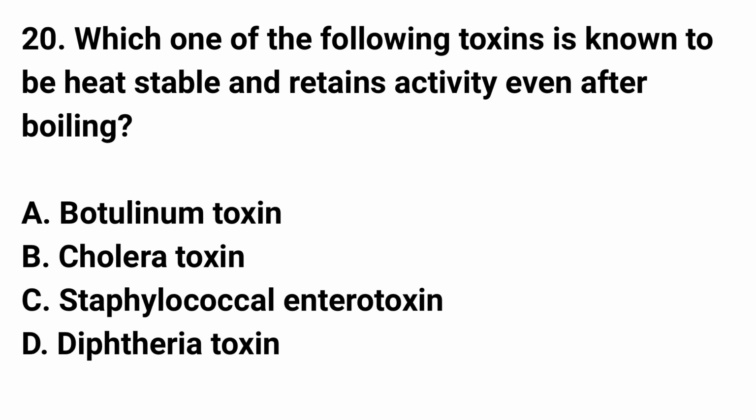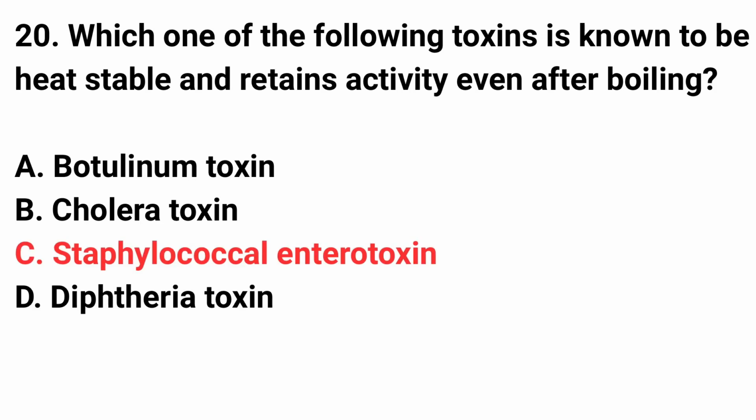Question number 20. Which one of the following toxins is known to be heat stable and retains activity even after boiling? Botulinum toxin, cholera toxin, staphylococcal enterotoxin, diphtheria toxin. The right answer is option C, staphylococcal enterotoxin. Staphylococcal enterotoxin is heat stable. Therefore, it can survive cooking and cause food poisoning.